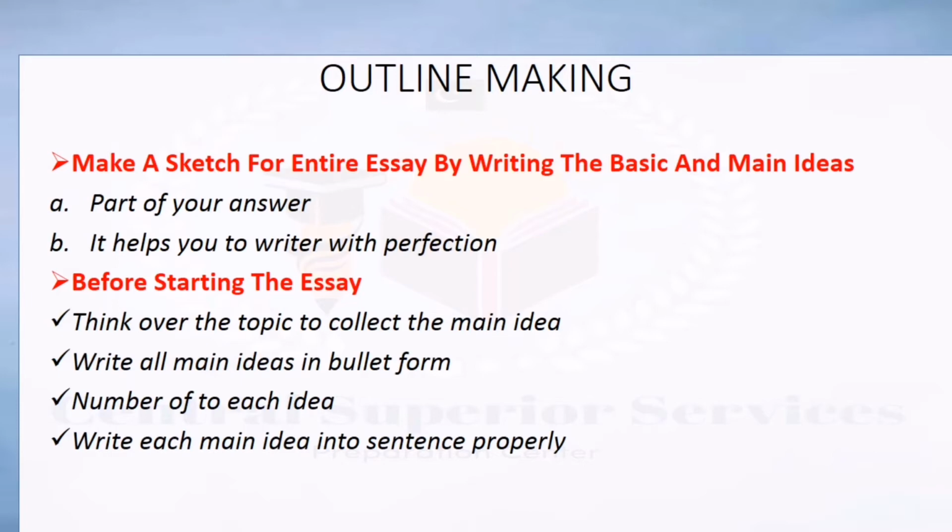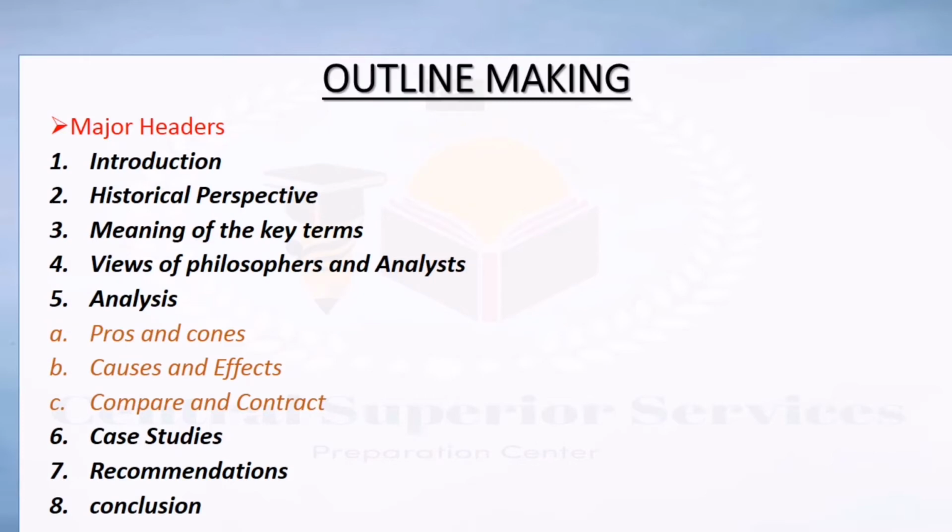Write down all these main ideas in the form of lines having numbers or bullets. You can give a name or a title to each main idea while making the outline, or you can also write each main idea in sentence form, but all the ideas should be in proper order. Major headings could be the introduction, that explains what and how, historical perspectives, and an optional heading, meaning of the key terms, views of philosophers and analysts.